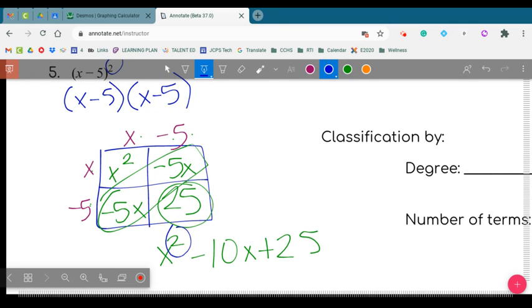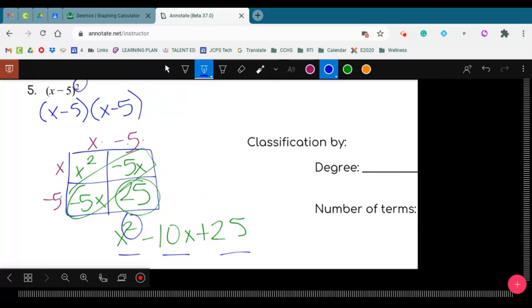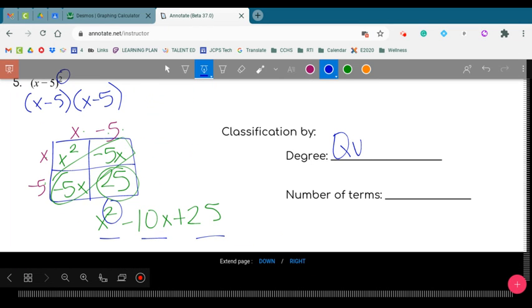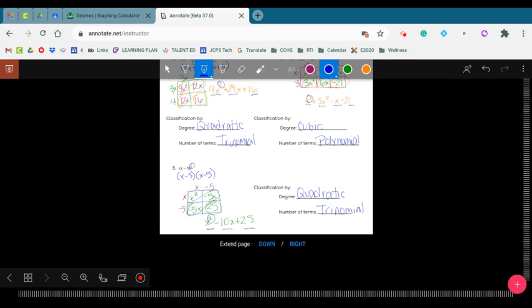So quadratic, 1, 2, 3 terms, so a trinomial. Okay, I'm sorry I kind of went kind of fast at the end. If you guys have any questions, let me know. We are going to get a little bit more in depth with this tomorrow. So make sure, biggest thing with multiplying, multiply your coefficients, so the number in front of your variable, and add your exponents. And don't forget that one. Let me know if you guys have any questions or need me to go over any examples with you.